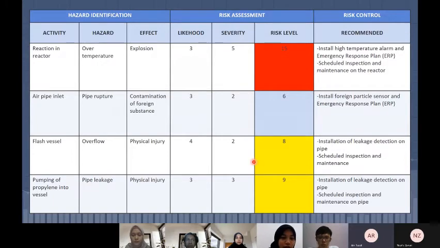We recommend controlling the risk by doing installation of leak detection on the pipe, scheduled inspection and maintenance on the pipe, and installing a high temperature alarm and an emergency response plan.